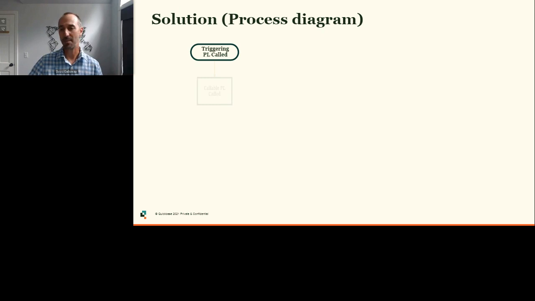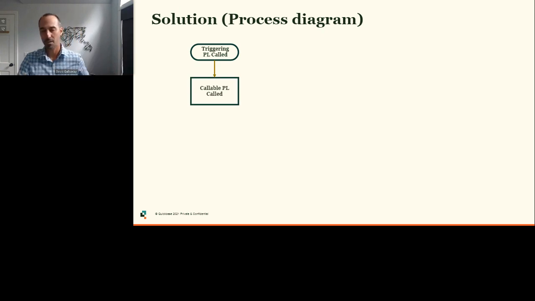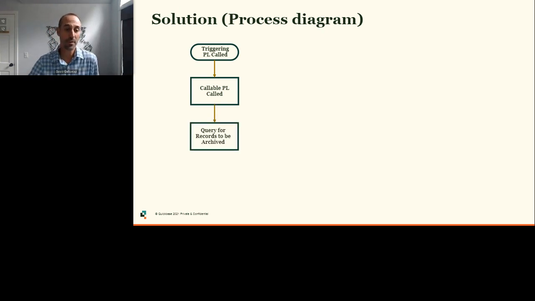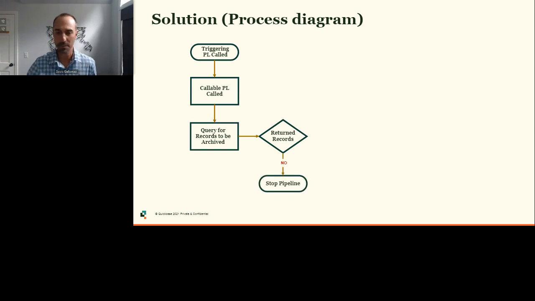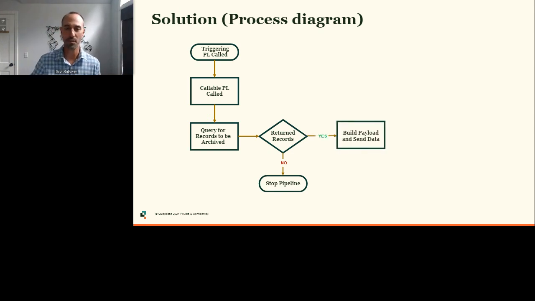The next is that pipeline will call the callable pipeline. When it calls the callable pipeline, in our use case, we're going to query for records to be archived. We'll be smart about how many we want for each run of this. But we're going to query for records to be archived. The next, we want to make sure that records are returned, right? If there's no records returned, then obviously we want to stop the pipeline, not go on any further. If there are records returned, we want to take those records, build the payload, and then send the data to whatever the endpoint is that we want to send it to. In this case, we're going to send it to another Quickbase app, just for the sake of demonstration.